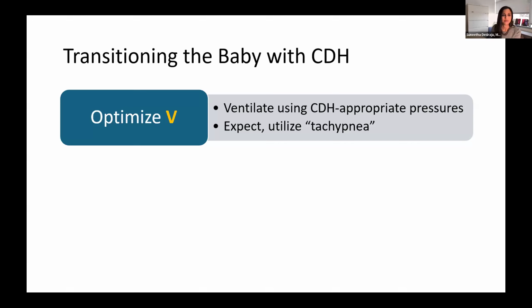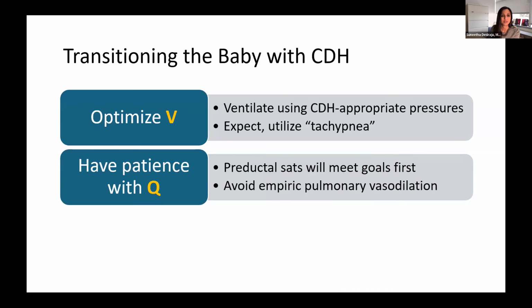So now we've talked about V. The whole point is to attain a VQ match. In a patient with CDH, we need to be patient with Q. Q is going to come a little slower. And with that patience, we're going to avoid empiric pulmonary vasodilation. We're going to let them prove their need for vasodilators before we just start them. We'll see that the preductal SATs will meet our SAT goals first. Postductals will come up a little more slowly. And we'll be judicious about which patients we actually use nitric oxide in.